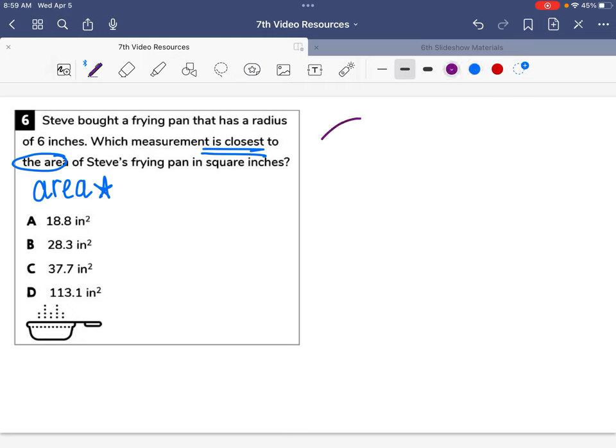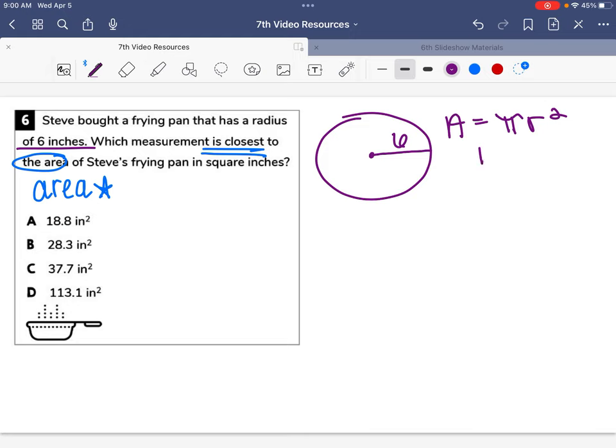So I'm going to draw a circle to represent my frying pan. And it tells me that the radius was 6 inches. So I can represent that radius by starting at a point in the center and going to the edge of the circle and labeling it 6 inches. Because it's asking me for area, I'm going to look at my formula chart, my reference materials, and find the formula I need. And I see that area of a circle is pi times radius squared. But remember, we just talked about that does not mean radius times 2. So just for my brain, I'm going to say pi times radius times radius to help me remember.